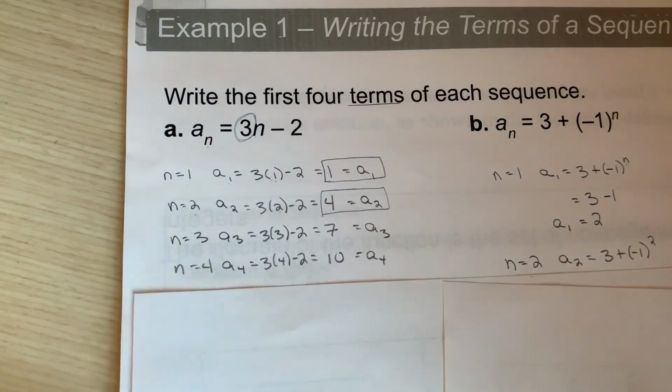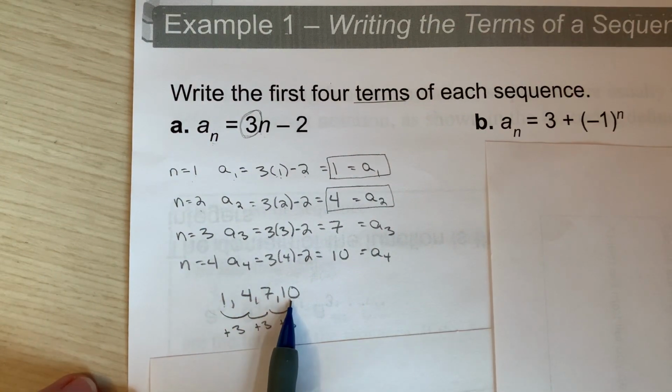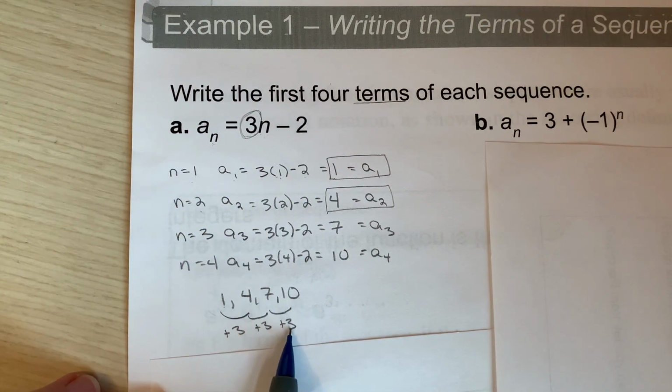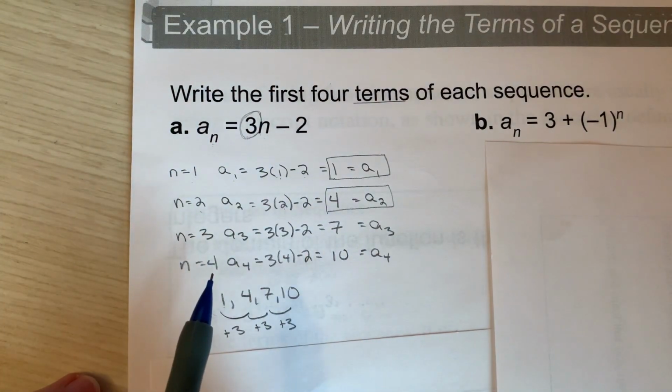So they're just asking me to list those terms. And here they are: 1, 4, 7, and 10. Notice they do have a pattern. They're increasing by 3 every time, which is where that 3 comes from.